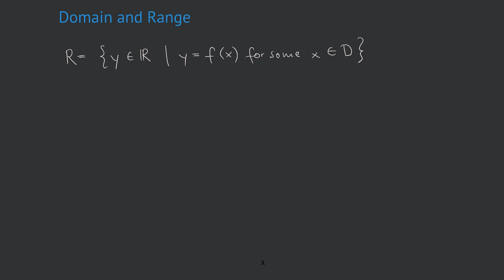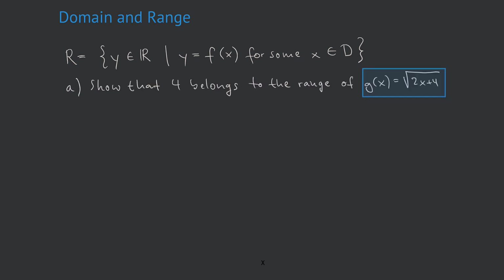Let's have a look at some examples. We want to show that 4 belongs to the range of g of x equals the square root of 2x plus 4. So in other words, we want to check if there's some x in the domain of the function g such that g of x equals 4. Remember that the function g is exactly the function we used in the last example. So we already know the domain of g, which is this one.